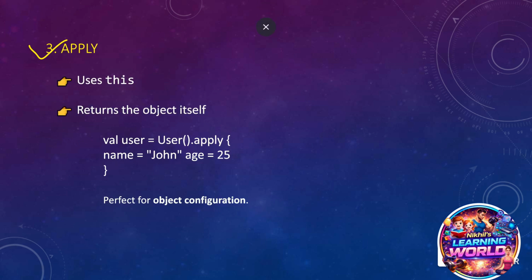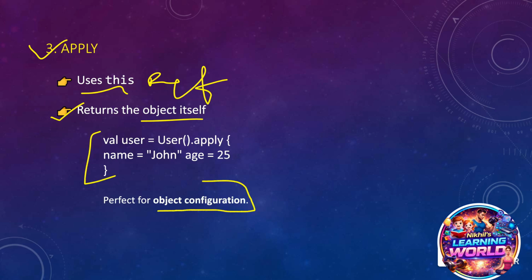Third one is apply. Apply uses this and returns the object itself. So apply uses this to refer to the object and returns the object itself. The use case is object configuration. You can see an example: val user = User().apply, where name and age are set to John and 25. It's perfect for object configuration. If you want to configure any object, you can use apply.